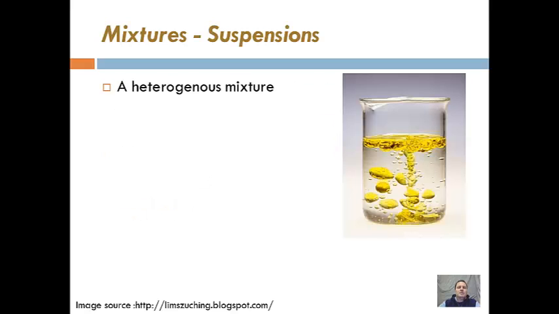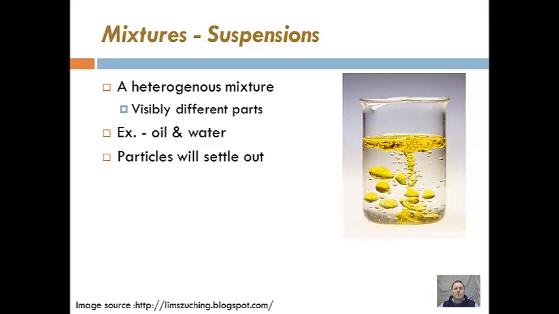A suspension is a heterogeneous mixture, and what we mean by heterogeneous is that there are visibly different parts. If we look over here at the picture, we can see with this oil and water, we can see the oil, we can see the water mixed in there together. So we have visibly different parts. Example, like I said, oil and water.